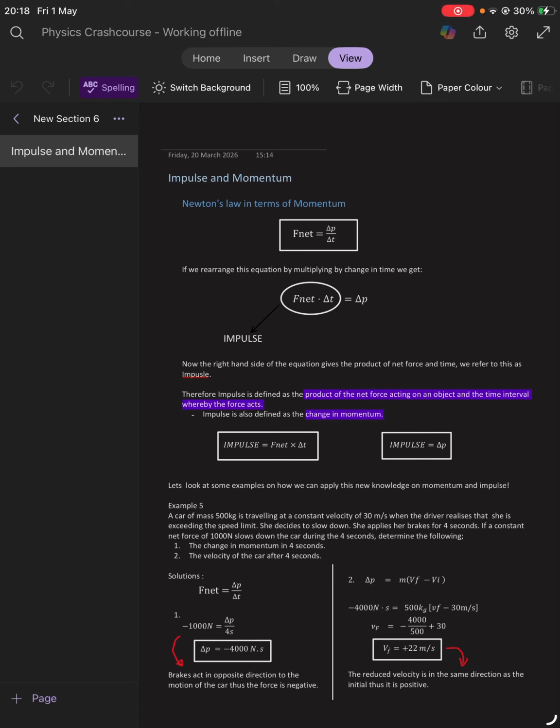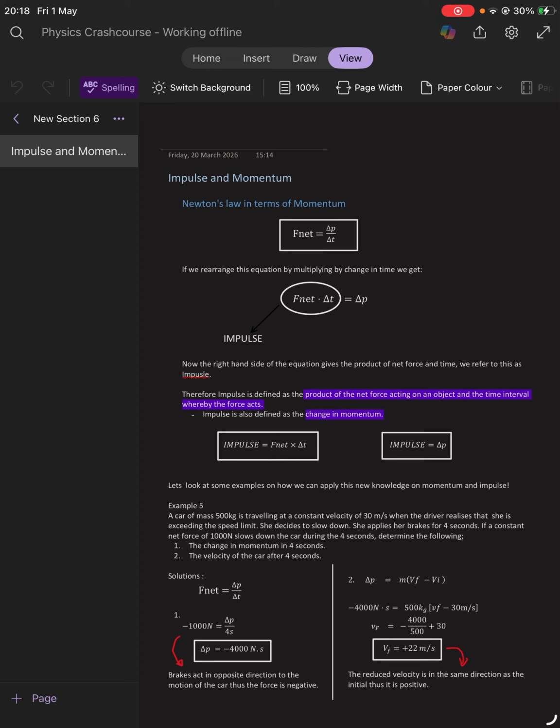Welcome to the video. We're still discussing impulse and momentum. Now, we've already defined Newton's law in terms of momentum, which is that the net force is always going to be equivalent to the rate of change of momentum. Now, if we rearrange this equation by multiplying both sides by change in time, we'll get that the product of F net and change in time will give us change in momentum.